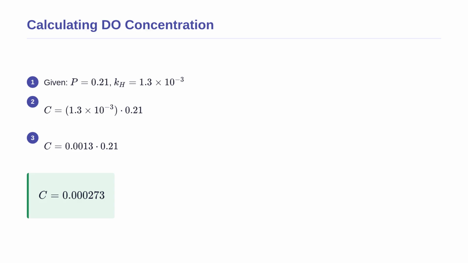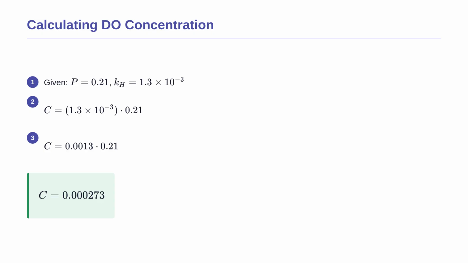Let us calculate the theoretical dissolved oxygen in a mountain lake using this law. We are given the partial pressure of oxygen in the atmosphere as 0.21 atmospheres. At the current water temperature, Henry's law constant is 1.3 times 10 to the negative third. We want to find the exact concentration of oxygen available for the fish. We simply multiply the constant by the partial pressure. Setting it up this way ensures the atmosphere units cancel out perfectly.